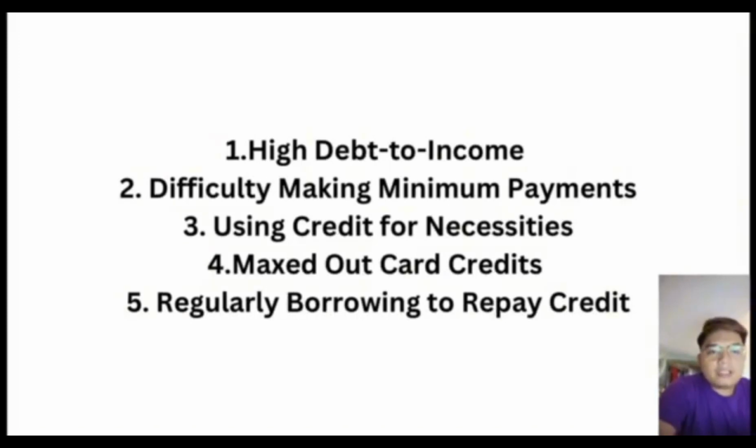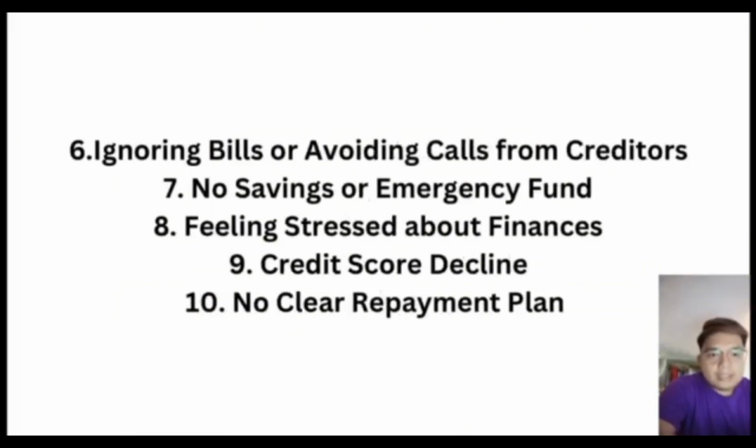Number 5, regularly borrowing to repay debt. Taking out new loans or using one credit card to pay off another is a clear sign of financial strain or over-indebtedness. Number 6, ignoring bills or avoiding calls from creditors. Ignoring bills or avoiding calls from creditors because you can't afford to pay indicates a serious financial problem.